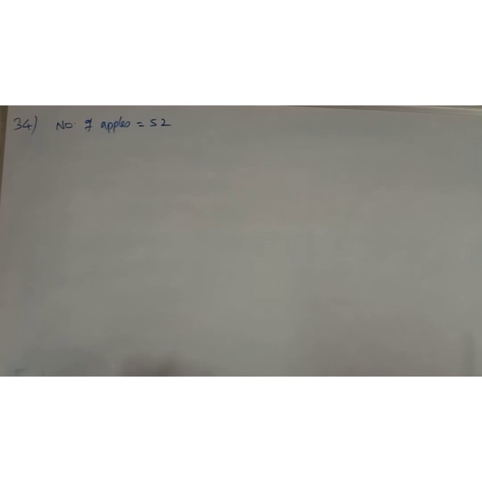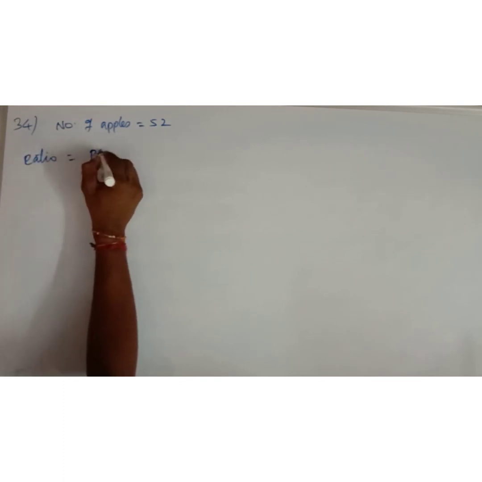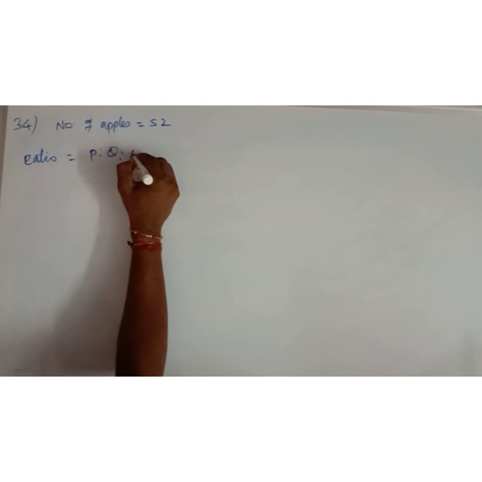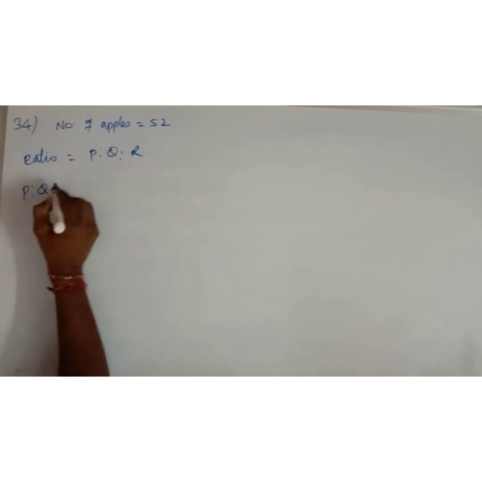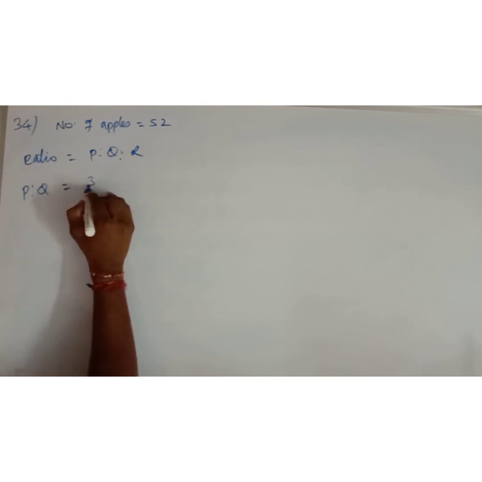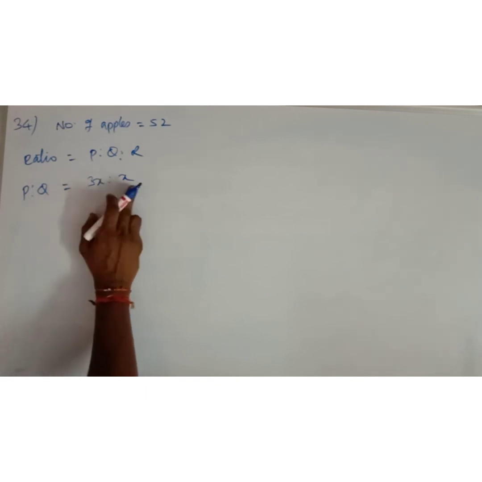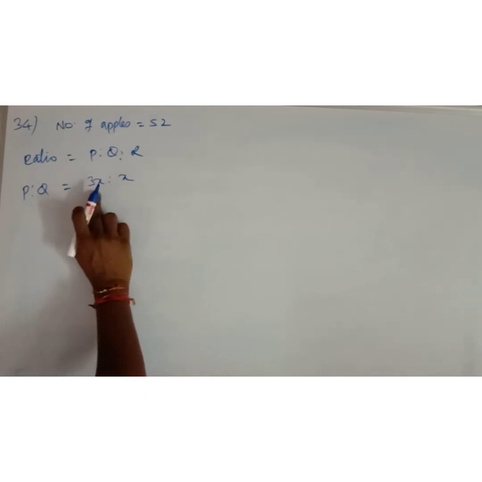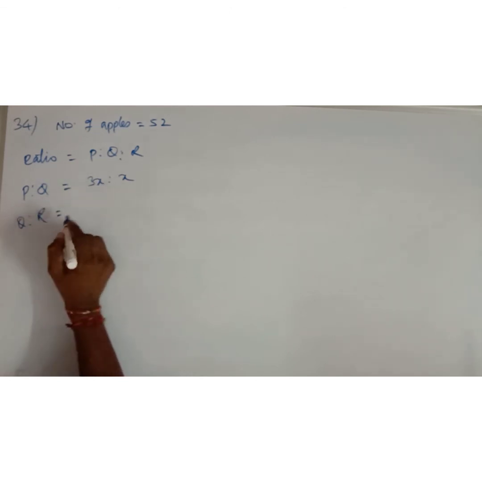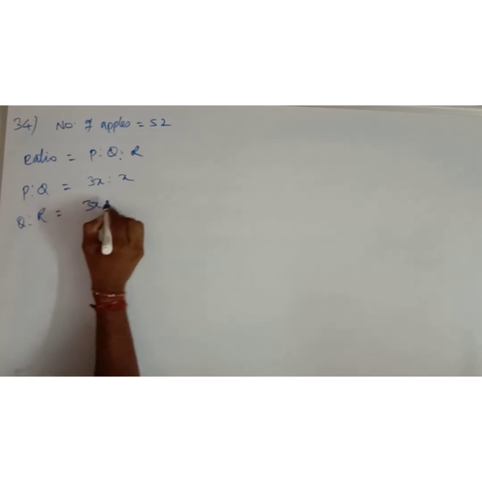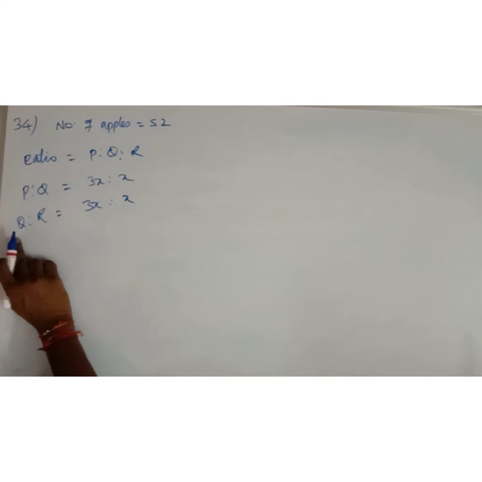So here the ratio is equal to P is to Q is to R. Now the first condition is P is to Q is equal to 3x is to x. That means P has to get thrice more than Q. If Q is x, then automatically P value will be 3x. And the second condition given is Q is to R is equal to 3x is to x. That means if R value is x, then automatically Q value will be 3x.